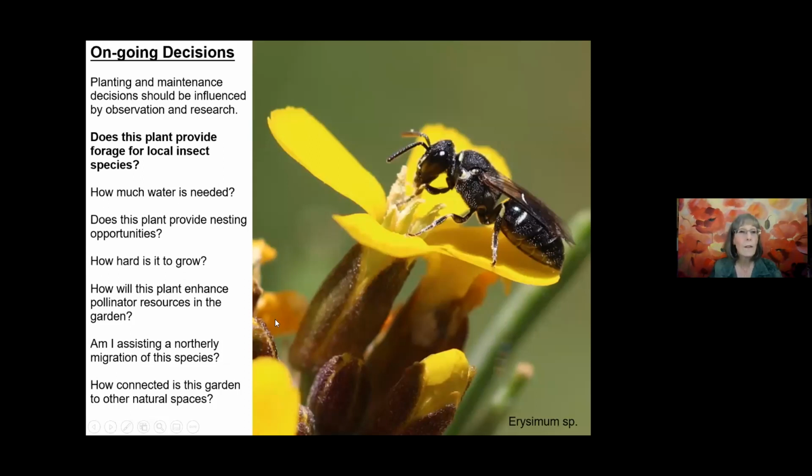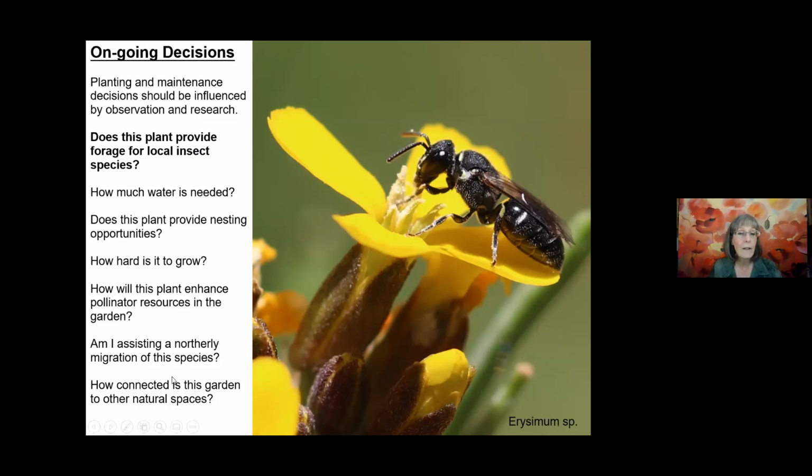So, our ongoing decisions. I always really try to look at things before I do something, because I don't want to interfere with the natural processes. I want to enhance them as much as possible. The most important question for me is, does this plant provide forage for local insect species? Other considerations: how much water is needed? Does it provide nesting opportunities? Is it hard to grow? How does it really enhance the resources in the garden?